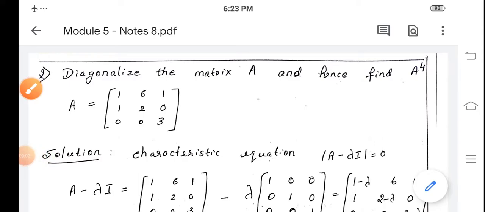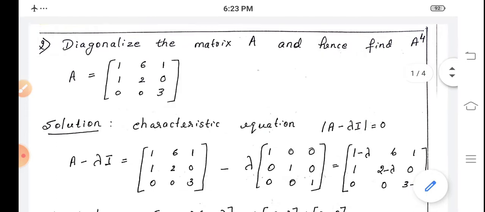Hello students. In the previous class we discussed diagonalization of a square matrix and also how to find the power of a square matrix. Now in this video lecture we shall continue problems on diagonalization of a square matrix.